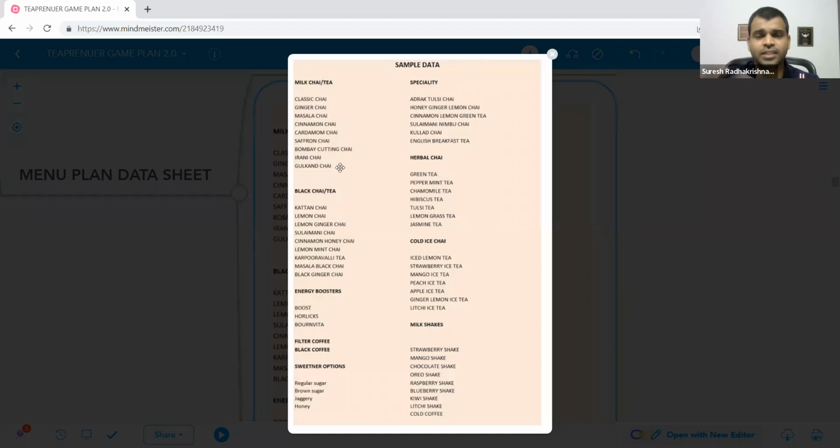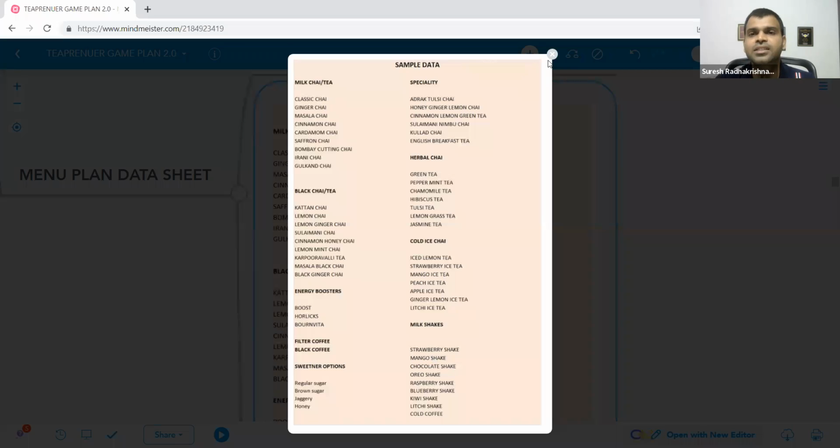Specialty tea could be adrak tulsi, a mix of both ginger and tulsi, honey ginger lemon tea, cinnamon lemon green tea, Soleimani Nimbu chai, Kulad chai, English breakfast tea. Herbal tea: you can have green tea, peppermint, chamomile, hibiscus, tulsi, lemongrass, jasmine. There are a lot of varieties in herbal chai, green tea. You can definitely come up. Just Google, you will find a lot of variety names. Cold iced tea could be iced lemon tea, strawberry iced tea, mango iced tea, peach iced tea, apple iced tea, ginger lemon iced tea, lychee iced tea. Milkshakes again: strawberry, mango, chocolate, Oreo, raspberry, blueberry, kiwi, and a lot of varieties.